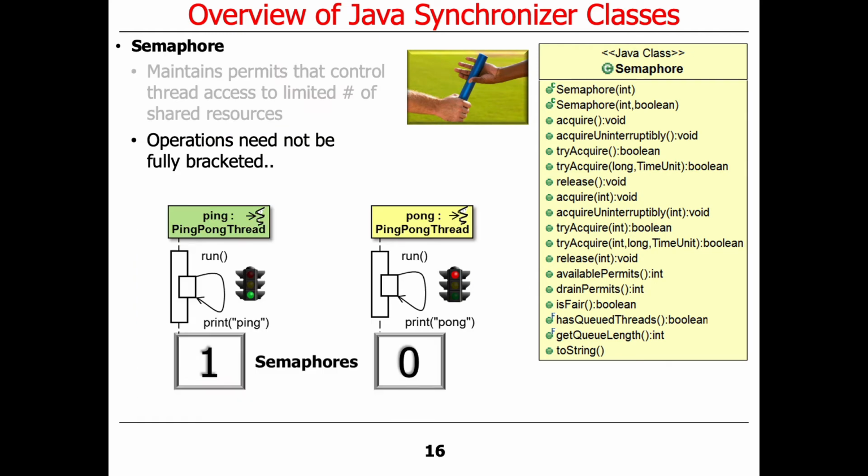The operations on a semaphore, unlike things like stamp lock and Reentrant read-write lock and Reentrant lock, need not be fully bracketed. So the thread that acquires the semaphore need not be the one to release it. And we'll take a look at that later when we talk about our ping pong example, where 2 threads take turns pinging and ponging in alternate order.